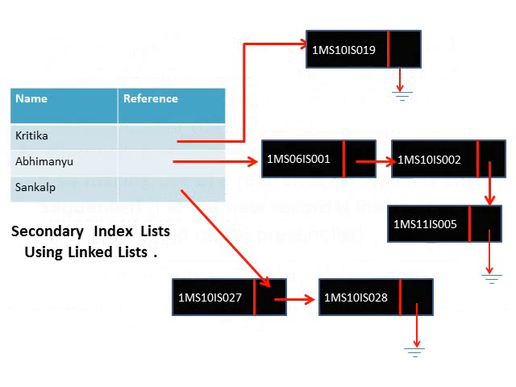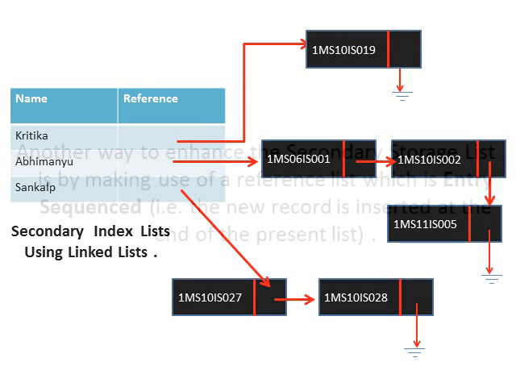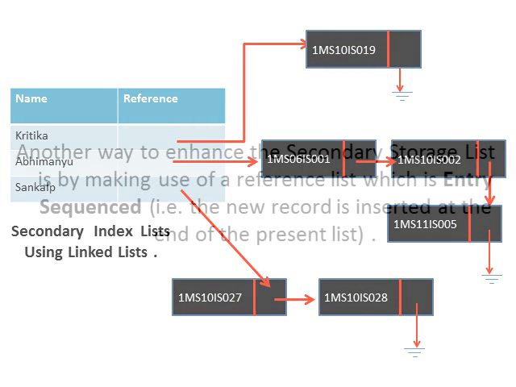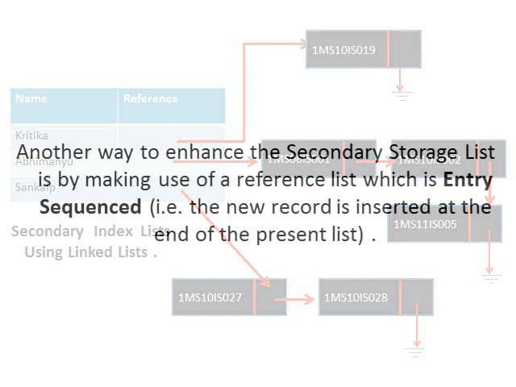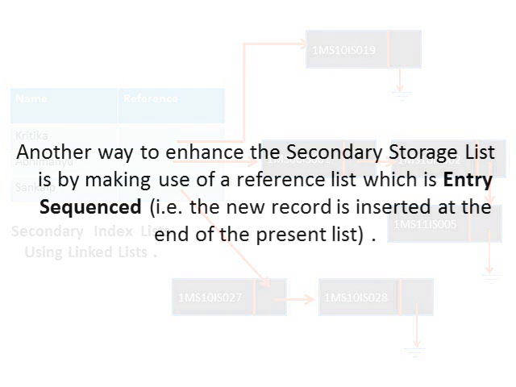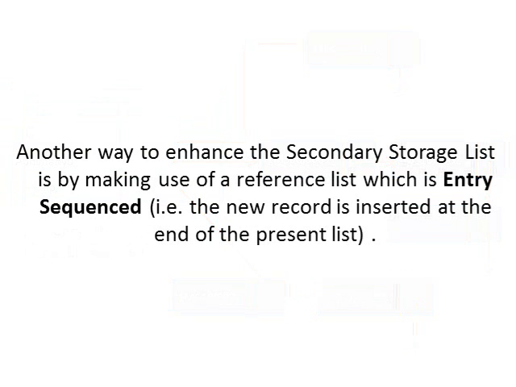Now we can see, for the first name Kritika, we have given only one USN. For Abhimanyu, we are getting two USNs, and for Sankalp, we are getting three USNs. We can refer to them with their names given here. Making a new entry in a secondary index.